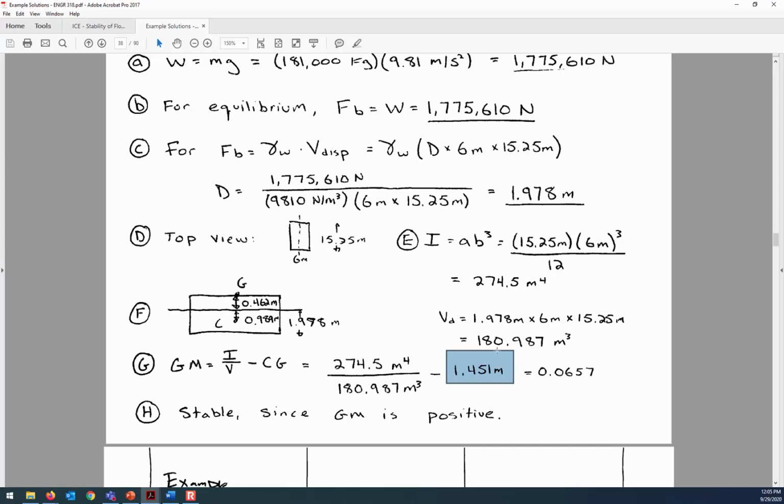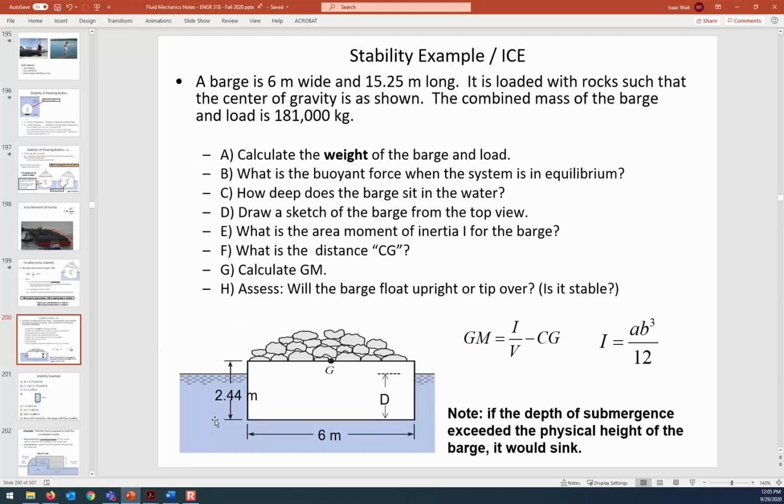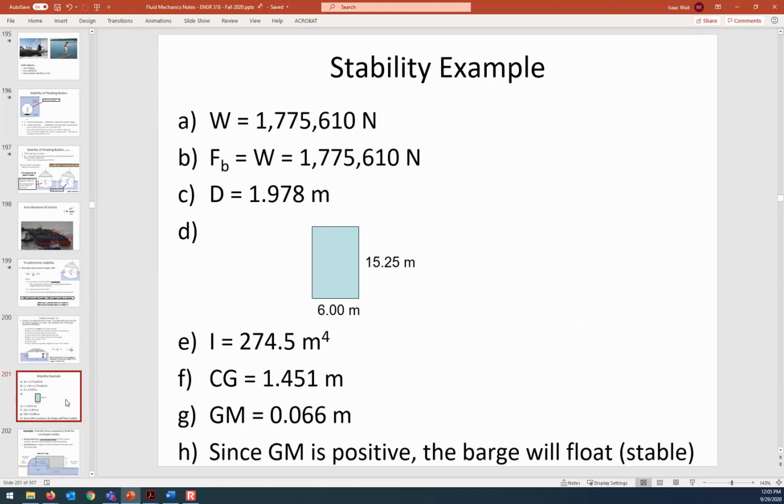All right, so it's stable. Are there other questions related to this example?